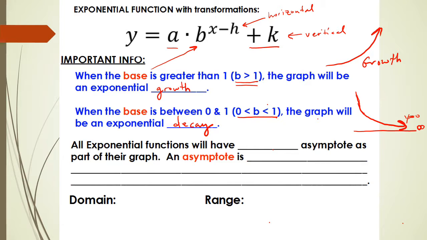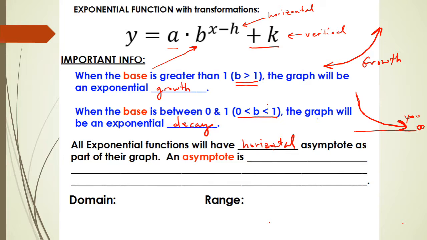All exponential functions will have a horizontal asymptote as part of the graph. An asymptote is basically an invisible barrier. I'll let you fill in the gaps here. An invisible line that won't be touched or crossed. It's a value that the function approaches but never actually reaches as the function moves to perhaps positive infinity or negative infinity if it's a growth function.